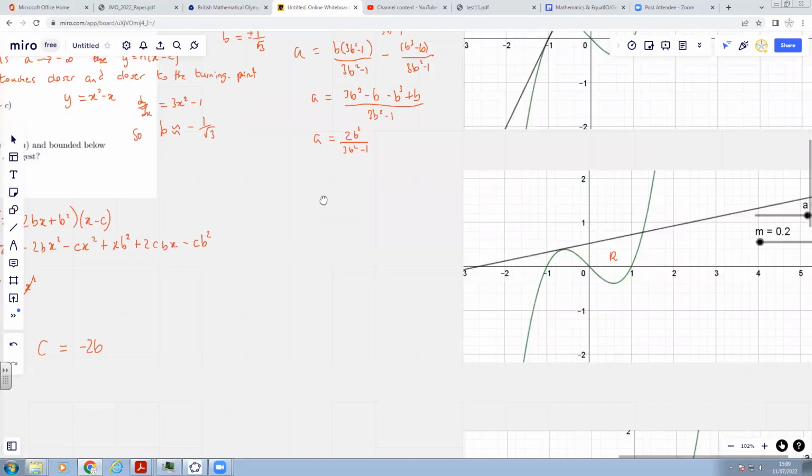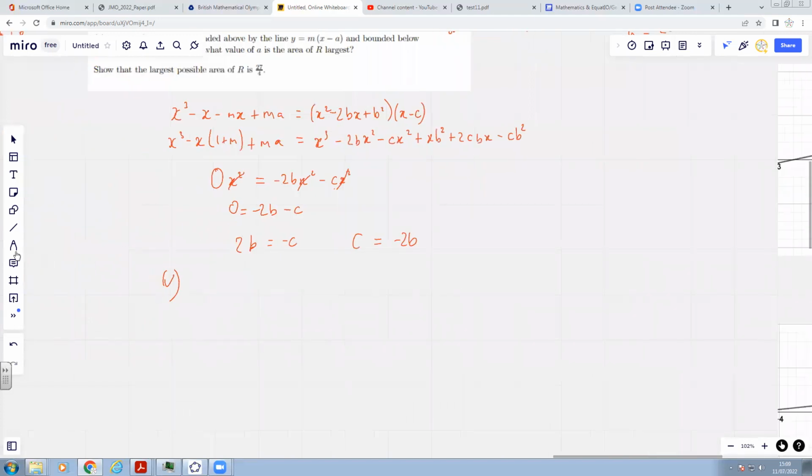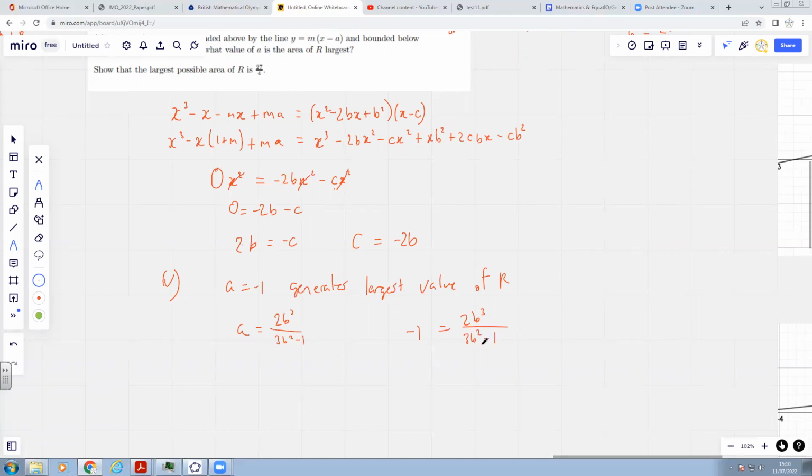We've got a few equations here. Where can I squeeze in my working here? Right. We've got A is minus 1, generates largest value. Now, don't forget that they said A was 2b cubed over 3b squared minus 1. We derived that. And so we can say minus 1 equals 2b cubed over 3b squared minus 1. Times it across and turn it round. 1 minus 3b squared is 2b cubed. Take it all onto one side.